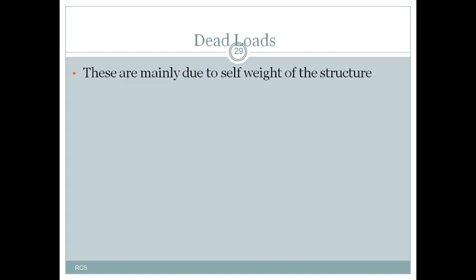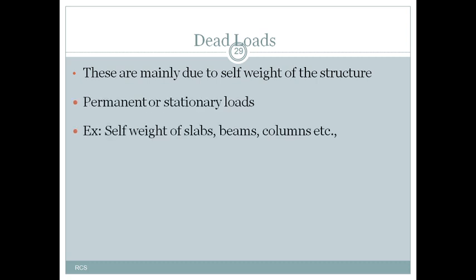We'll discuss them one by one now. What is a dead load? These dead loads are mainly due to the self-weight of the structure and they are permanent in nature. Examples of dead loads are the self-weight of the slab, beam or column. They are permanent. As long as the structure remains, the weight of the slab, beam and column remains there, and it occurs throughout the lifespan of the structure.